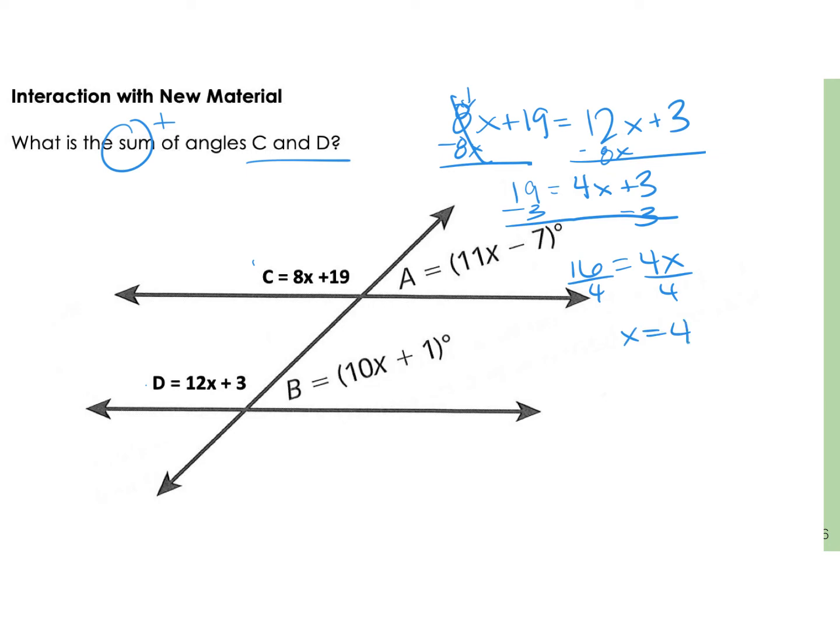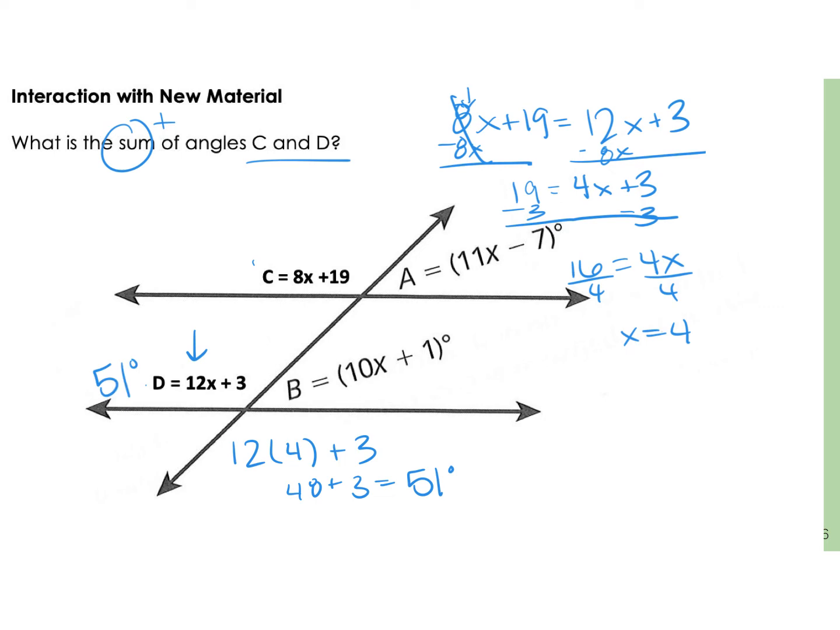That's not the question. I need to figure out one of the angles, so I'll start with D. And it says 12x, but I know what x is. So 12, x is 4, and then add a 3. So that's 48 plus 3. So angle D is 51 degrees.